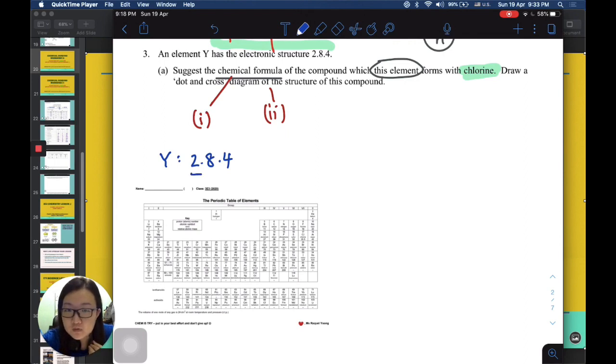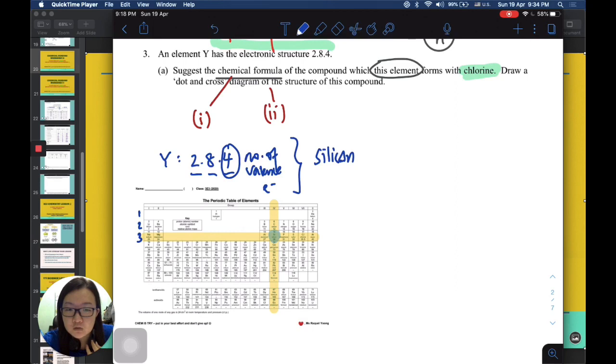Based on what we already know, we can tell that it has 3 electron shells. So element Y can be found in period 3, so it can be either of those elements highlighted. The next piece of information is that element Y has 4 valence electrons, 4 electrons on the valence shell. From that info, we know that Y belongs to group 4. So based on this method, obviously we know that element Y is silicon. The chemical symbol is Si, and it's 2.8.4.